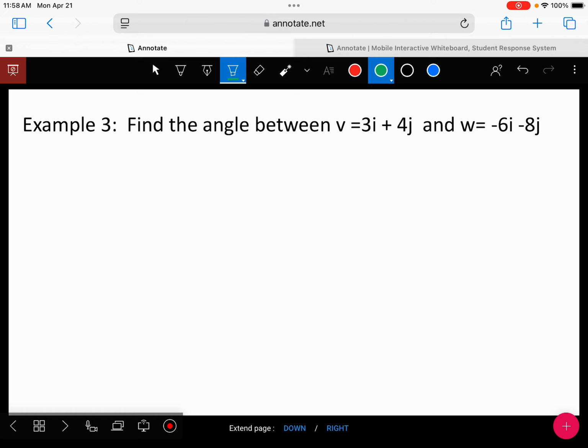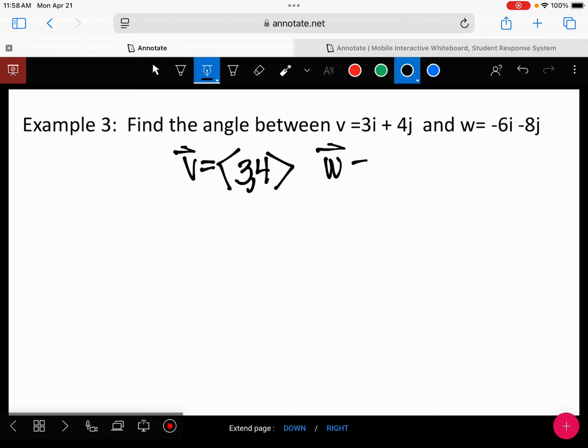Now, this is not written in component form. So if you're going to write this in component form, then vector V would be a positive 3, positive 4. Vector W, negative 6, negative 8. The number in front of I is the same as X. The number in front of J is the same as Y. So go ahead and use that to find your angle.